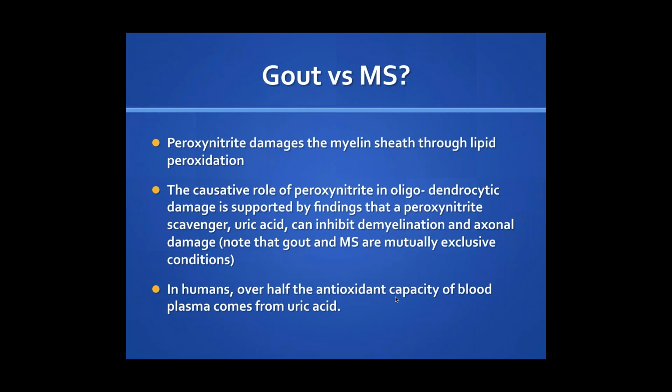So note that gout and MS are mutually exclusive conditions. Uric acid is one of our major antioxidants in the blood. So it's a fascinating little tidbit that lowering our uric acid through uric acid inhibitors, like what's the medication?